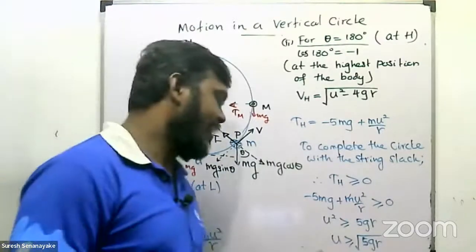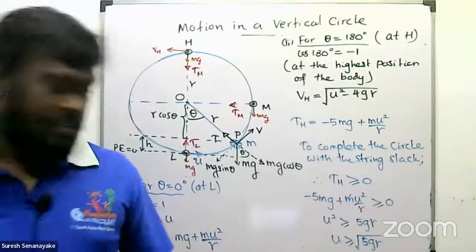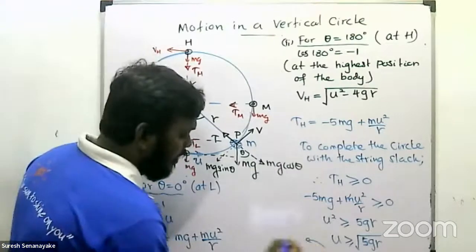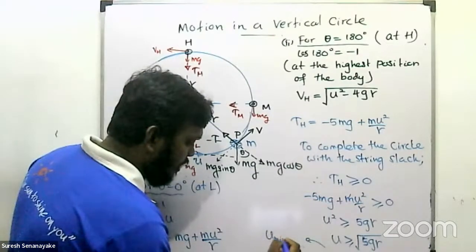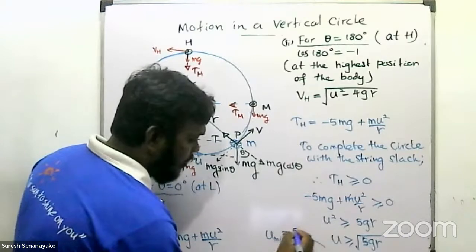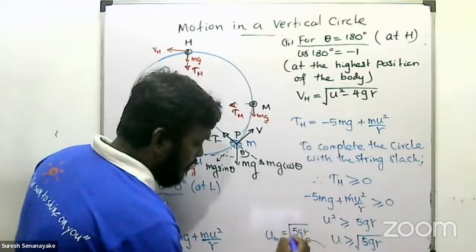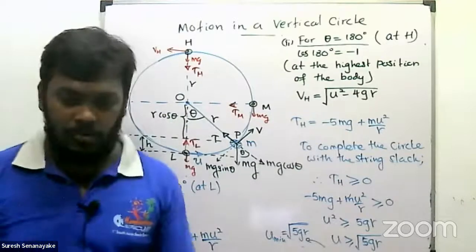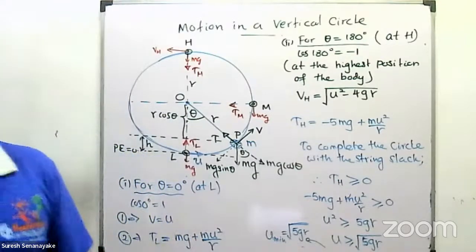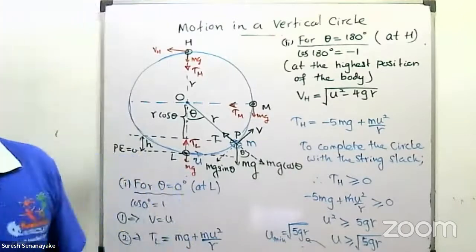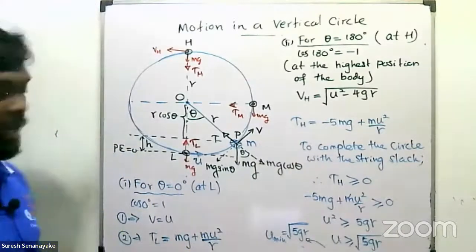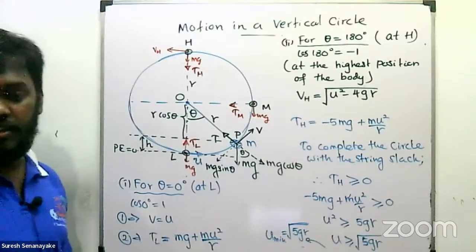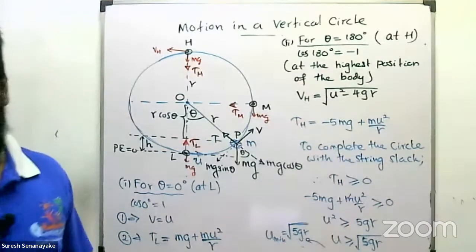Let's see the condition and write up to this point. The u should be greater than or equal to 0. So from this point, the minimum u should be equal to the square root of 5gr. That is the minimum velocity at the lowest point to complete the circle without slacking the string. There are two things that can happen, because the velocity can be 0 before the string slacks. If not, there is velocity remaining, but the string will slack.